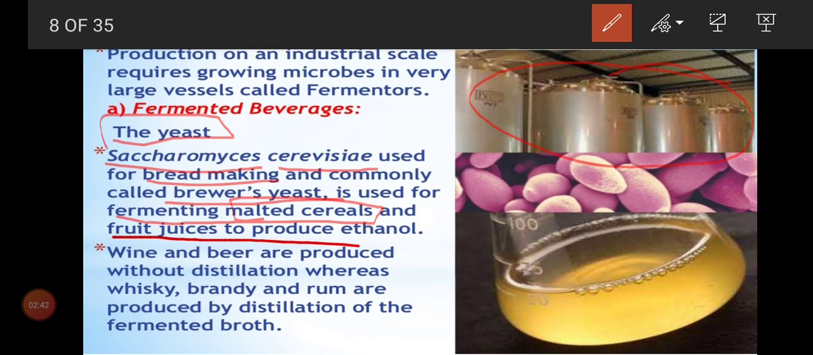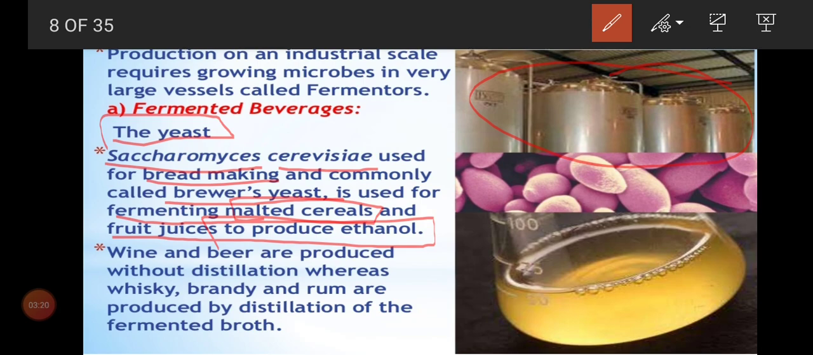And fruit juices are used to produce ethanol. So we use either malted cereals or fruit juices to get ethanol with the help of a fungus called Saccharomyces cerevisiae. This process is called fermentation. It can be done on a large scale in industries through a fermenter. Here the material is either malted cereals, which might be anything, we can use ragi or whatever cereals we want, and we use baker's yeast, that is brewer's yeast, Saccharomyces cerevisiae, which is a fungus.